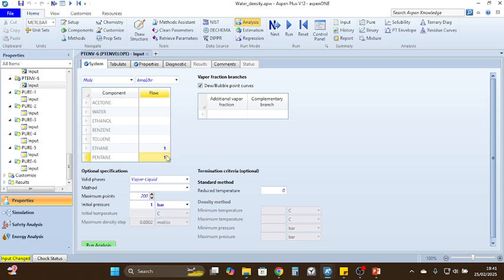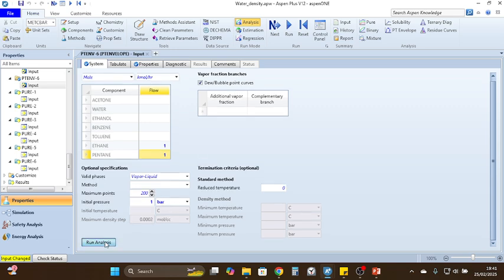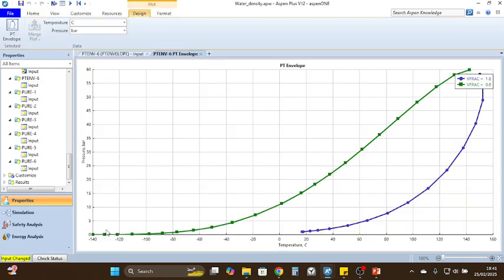One is an equimolar mixture of ethane and pentane. So we have set the molar flow rates at 1 kilomole per hour each. Now we are going to run the analysis. So this is for ethane and pentane for vapor fraction 1. So this is the bubble point curve, and this is the dew point curve.